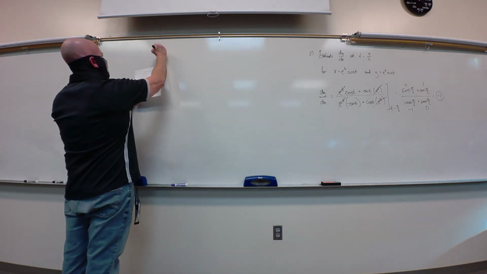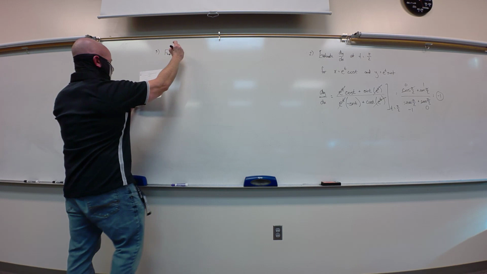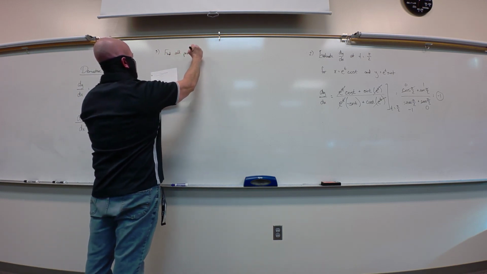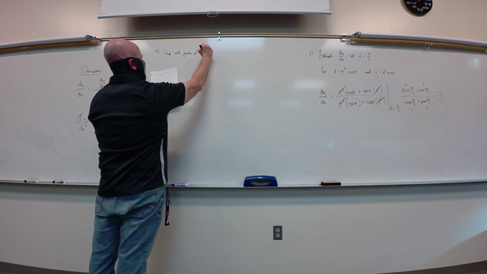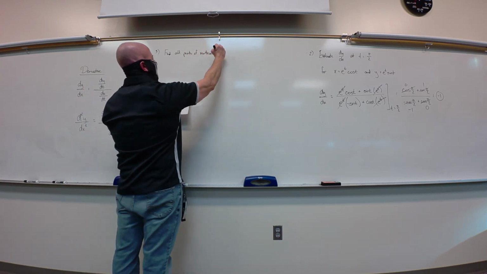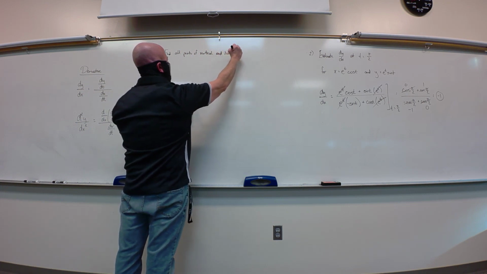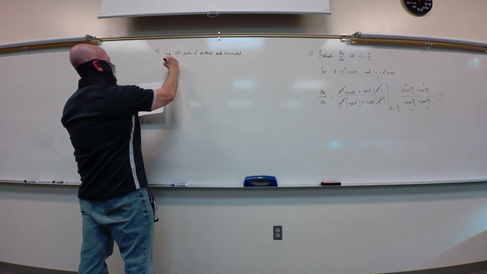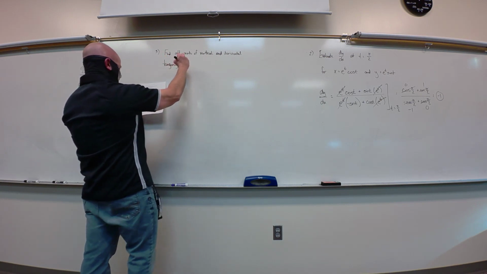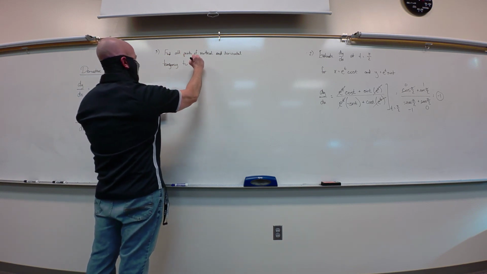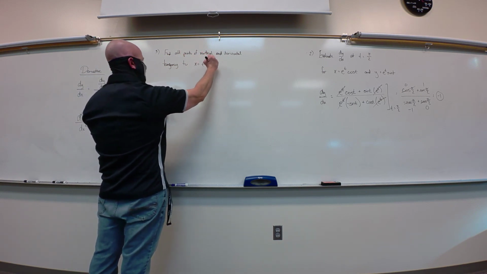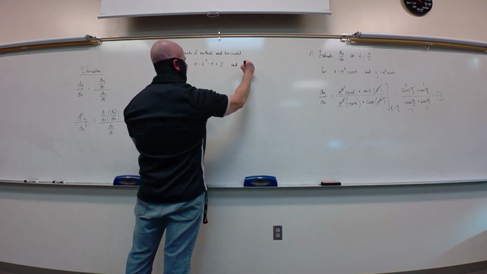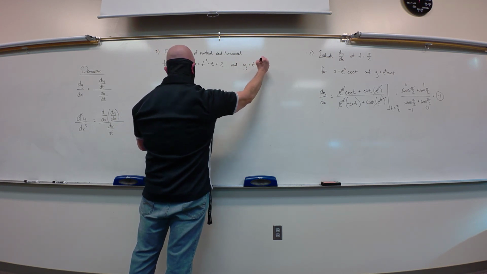Here's another look. Find all points of vertical and horizontal tangency to x equals t squared minus t plus 2 and y equals t cubed minus 3t.